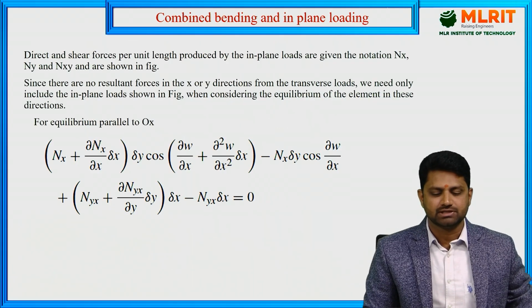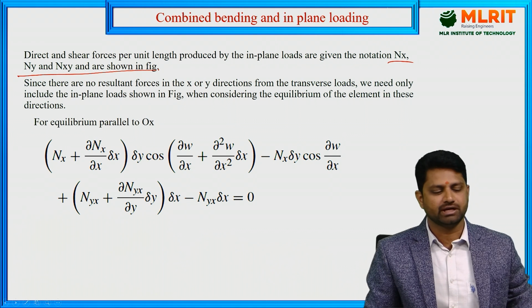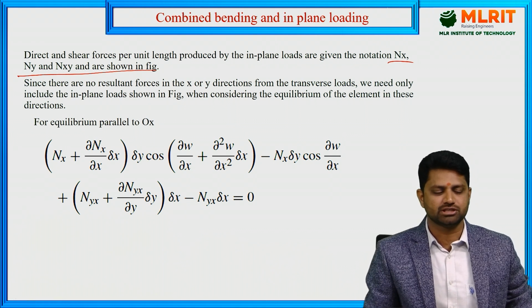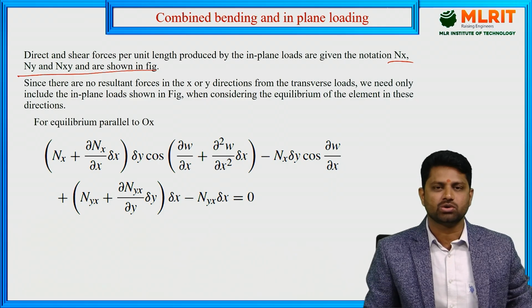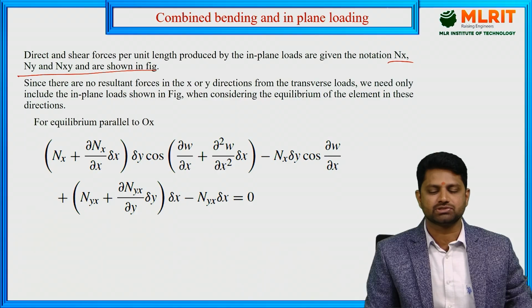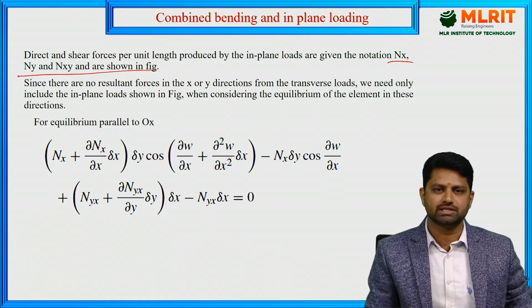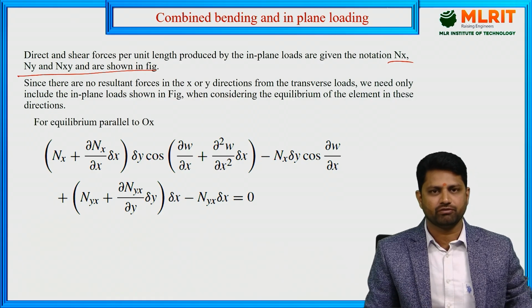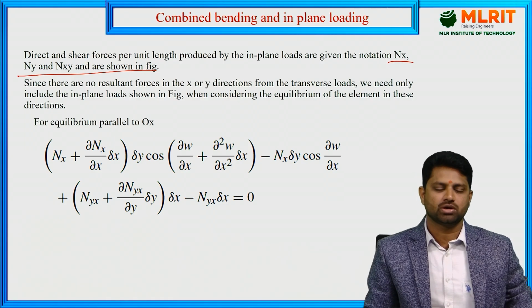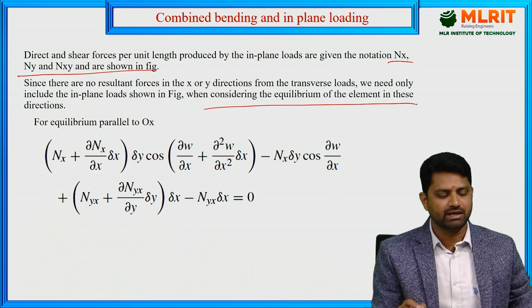So as we discussed, Nx, Ny and Nxy are shown in the figure, and they denote direct and shear forces per unit length which are produced by the in-plane loads. And since there are no resultant forces either in x direction or y direction from the transverse load, we need to include in-plane loads as shown in the figure, because we are not considering the effect of any other loads. We are just considering the effect of in-plane loads alone. So there are no other forces in the diagram. Therefore, now we are considering the equilibrium of the element in this direction.